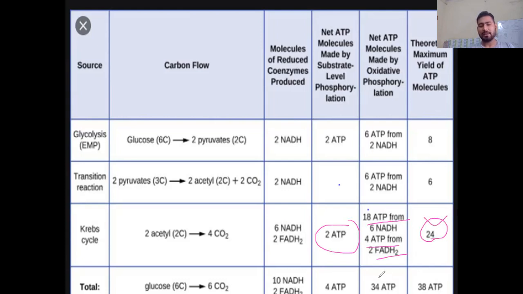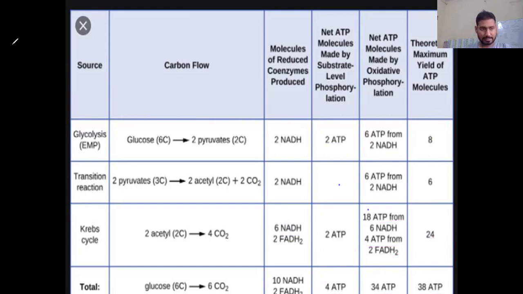In this way, if you calculate, 34 ATP come from NADH and FADH, 4 ATP from substrate level phosphorylation, and a total of 38 ATP. Okay, this is the slide as given, but how it came, just look, I'm writing it here.